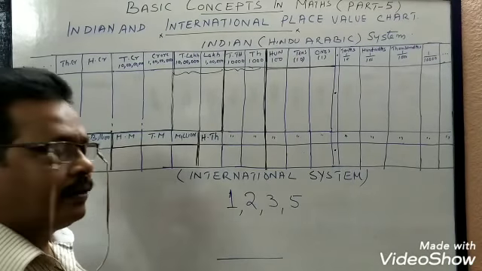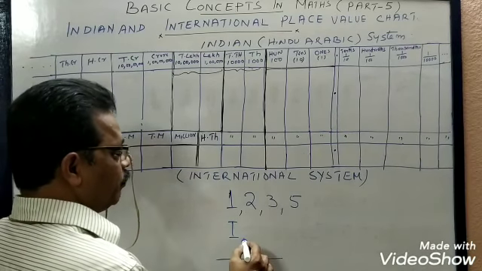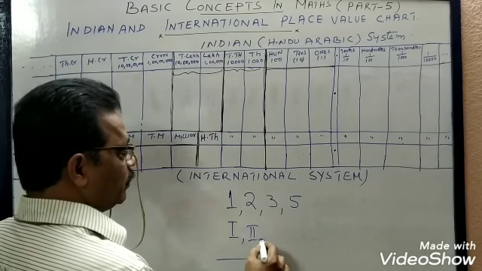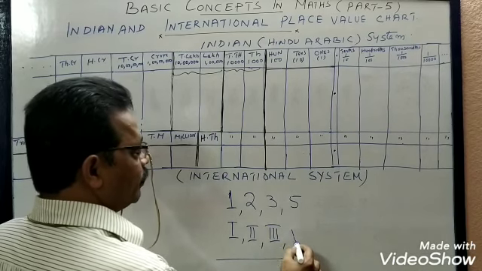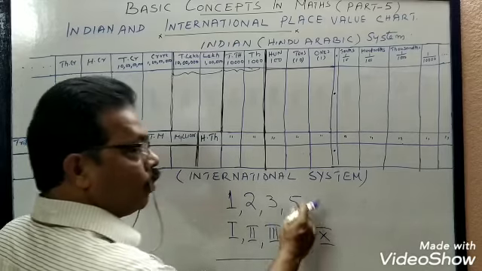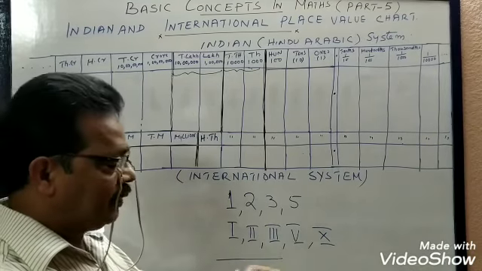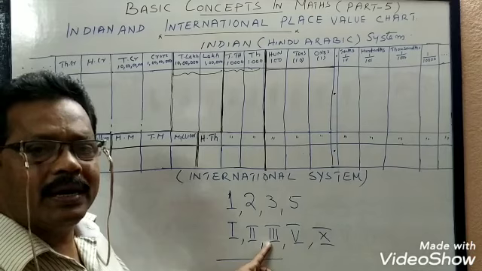Now what are Roman numerals? There also we have studied. For Roman numerals, for 1 we write like this. For 2, like this. 3, like this. 5, like this. 10, like this. And so on. So, these numerals you are already familiar with.